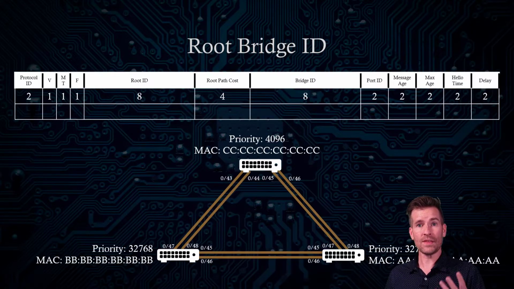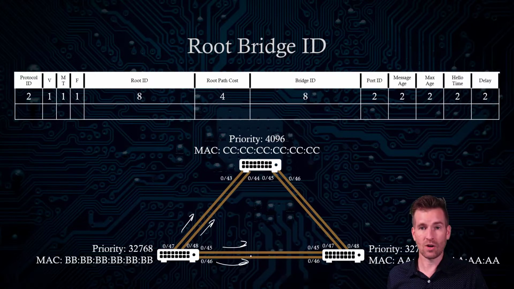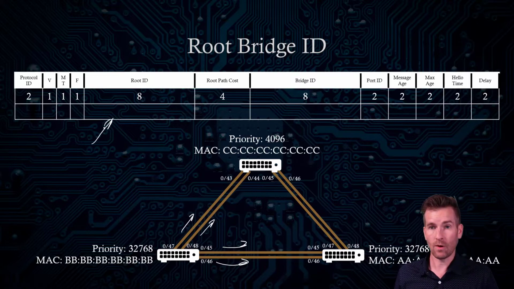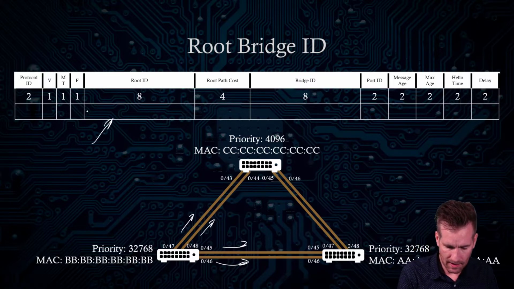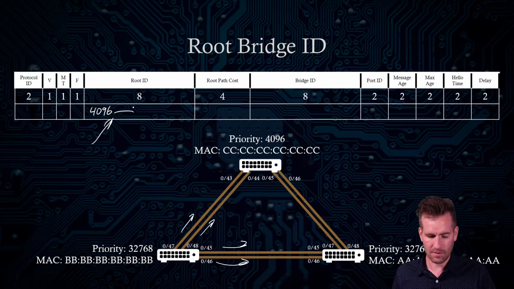Once it learns what the actual root bridge is, then the Bridge Protocol Data Units that it sends out are going to represent that. So inside this root ID, what we could actually do is put in that priority of 4096, and then it's going to have that VLAN information in it.